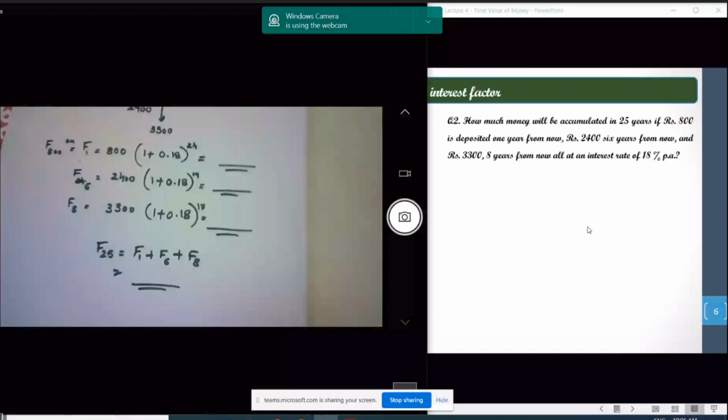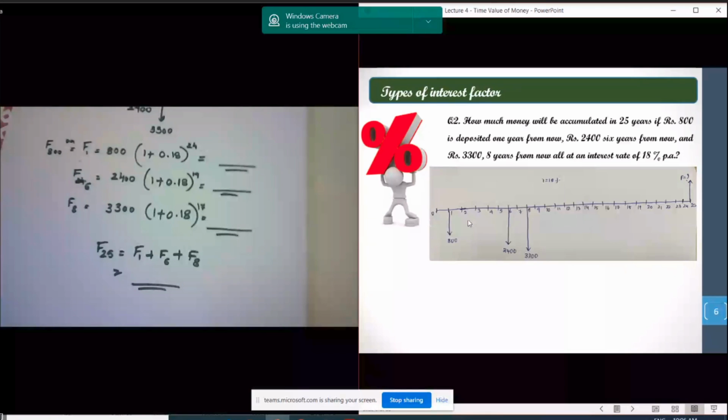So this is the cash flow diagram. You have the first deposit of 800, the second deposit 6 years from now, that is 2400 at the end of the 6th year, and 3300 at the end of the 8th year. 18% is the interest rate. At the 25th year we want to know the value.